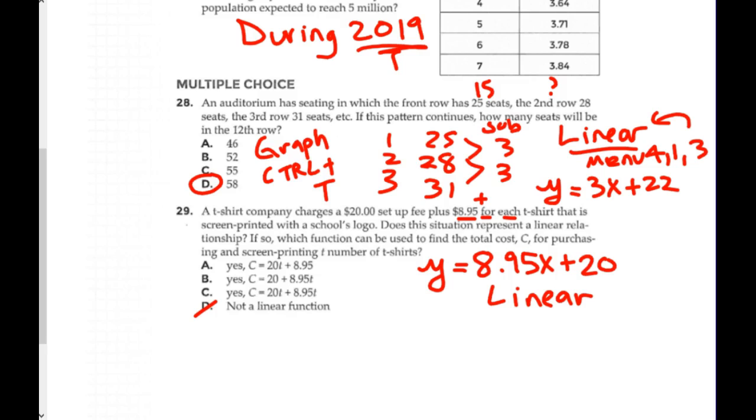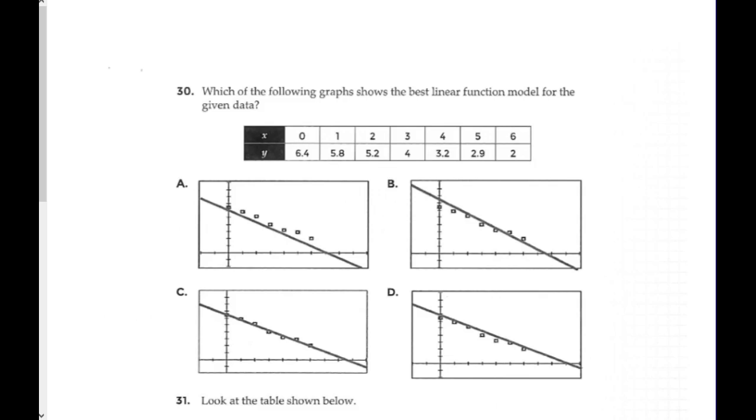And by the way, you can rewrite this the other way around: 20 plus 8.95x, or 8.95t is fine. Same thing, okay? So 20, not 20t: 20 plus 8.95t. Cool. Let's finish this thing off.